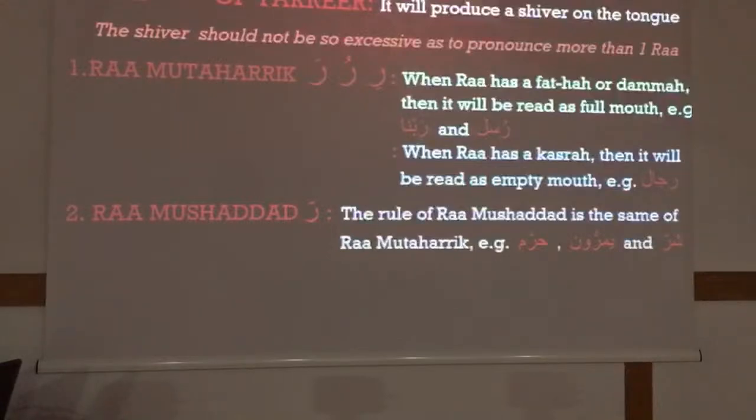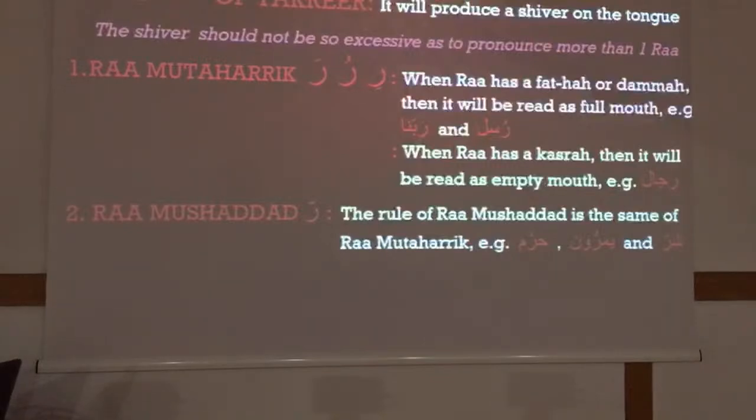So far, I really want everyone to understand these first two rules. Ra mutaharrik with fatha or damma is full, with kasra it's empty. And for Ra mushaddad, you look at the sign on top. If it's fatha or damma, it's full, and if it's kasra, it's empty. Has everyone understood them? Any questions?